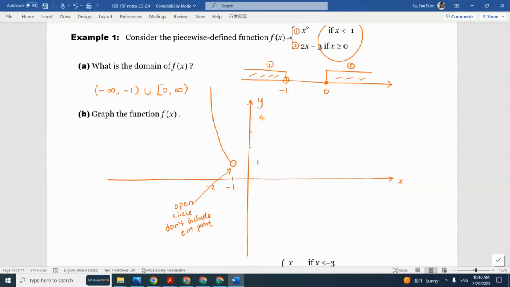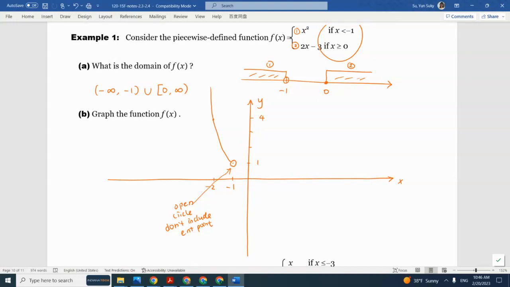Okay. And remember, if you don't include the endpoints, put an open circle. And then this is the first piece. Second piece. It starts from 0. And you see the power of x is 1. Then you know this is a line, right? Power 1, linear function is a line. How many points do you need to make a line? 2. So we just plug in 2 points.